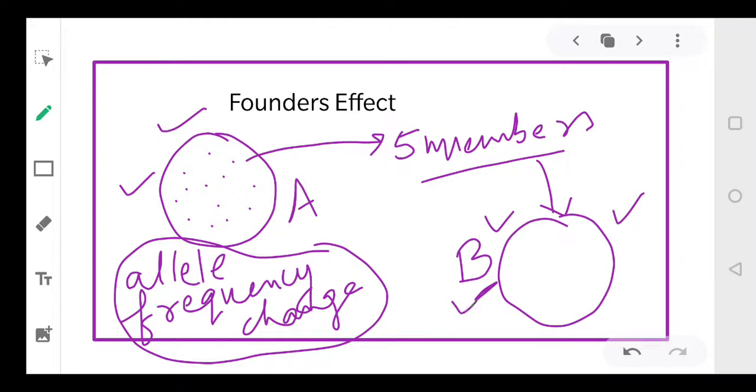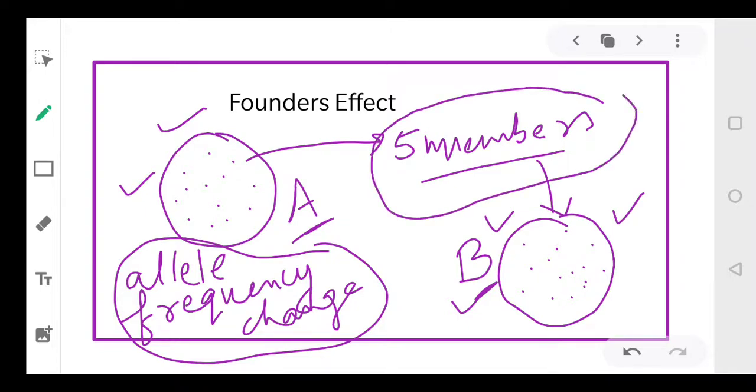And now the B population has individuals. B population also has certain individuals. But these individuals are different from the individuals present in the A population. Okay? Since these 5 people established this population, these 5 members will be referred to as the founder species. Those who established the new species are referred to as the founder species, and this effect is called founders effect.